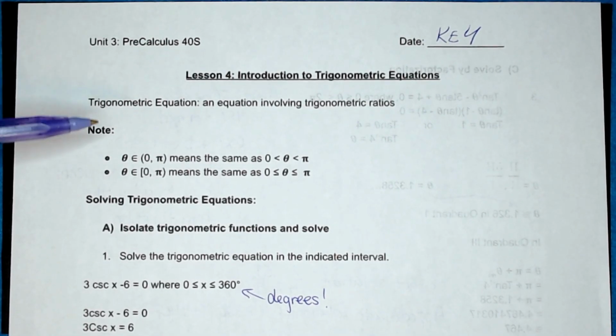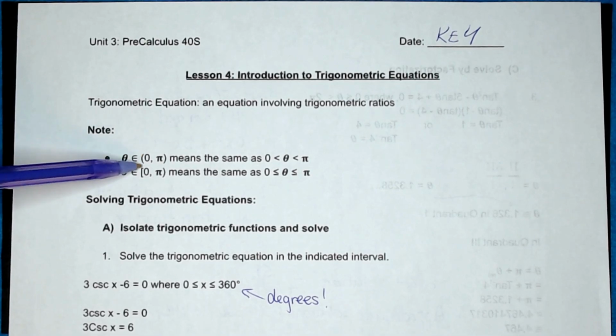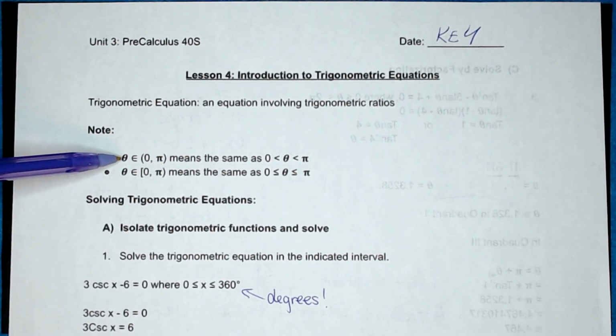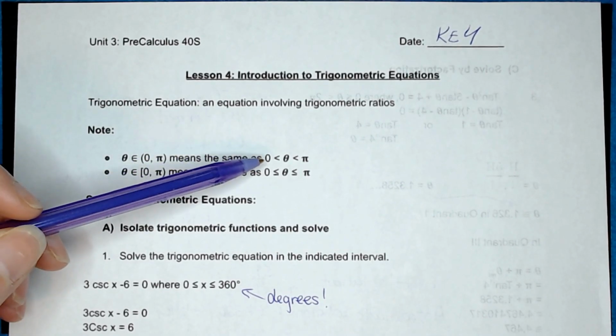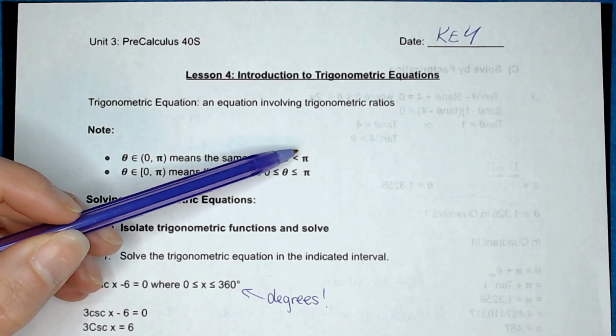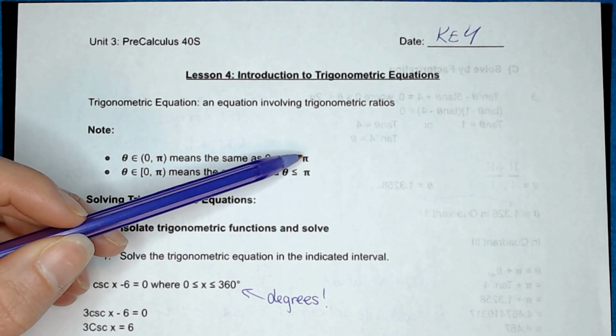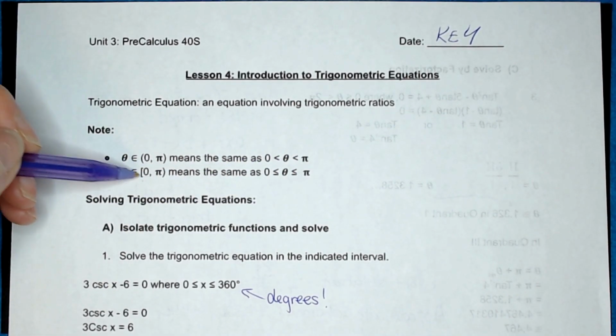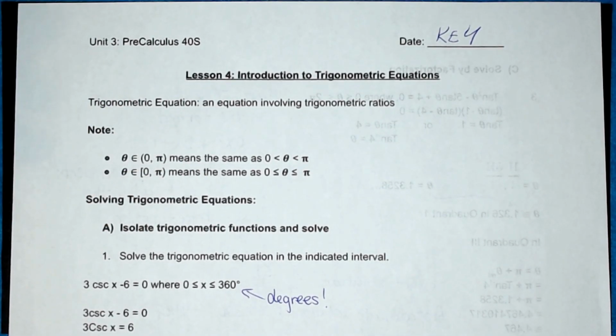I just wanted to give you a reminder about the shape of the brackets. When we have theta is an element of (0, π) with rounded brackets, don't forget that if you were writing that out in this notation, you would have 0 < θ < π, whereas the closed bracket will give you that less than or equal to value.